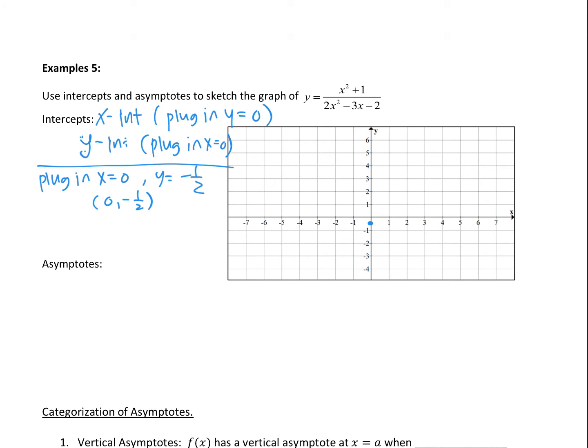For the x-intercept, let's plug in 0 for y. So 0 is equal to x squared plus 1 over 2x squared minus 3x minus 2. When we have a rational expression equal to 0, the bottom is never 0 because it's not defined when the bottom is equal to 0. So the only time this is 0 is when the top is 0. x squared plus 1 is equal to 0. That means x squared is negative 1, which is never the case. x squared cannot be negative. So there's no x-intercept. We only have a y-intercept, no x-intercept, right?